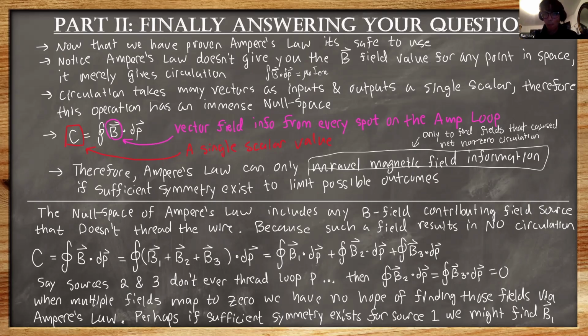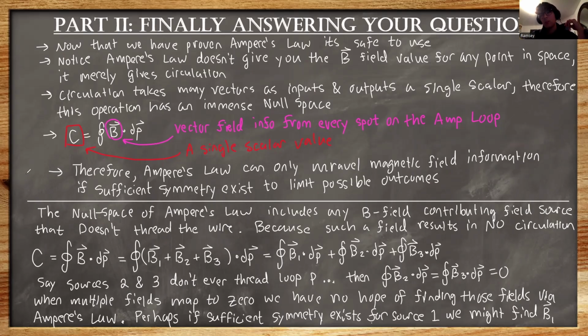Yep. If you did have some sort of a curved current wire that did pass through your amp loop, you may be able to, with sufficient symmetry, unravel this and figure out what the B field would be that was caused by that one wire that interacted with your loop, but not all the other ones. Really similar to Gauss's law. Very, but there's a subtle difference that beat the crap out of both of our brains, and I think we're about to get through it.